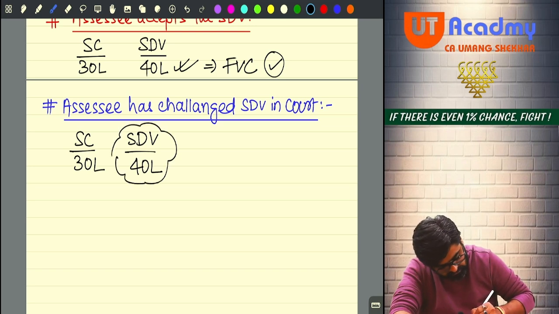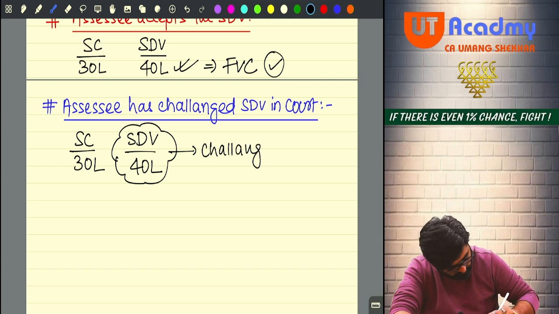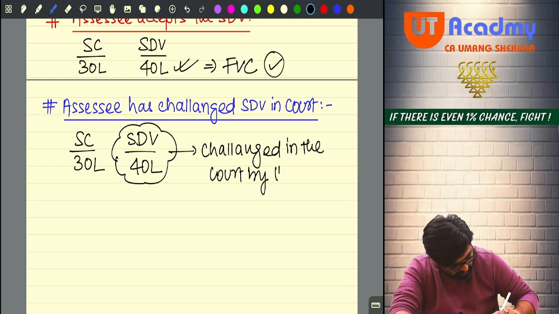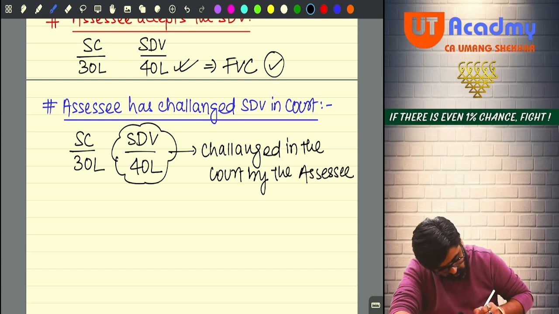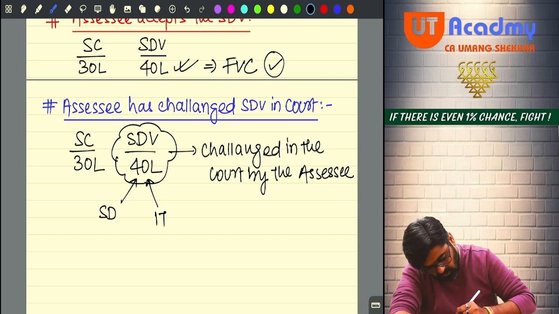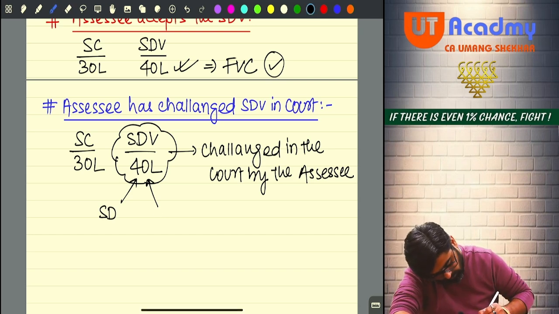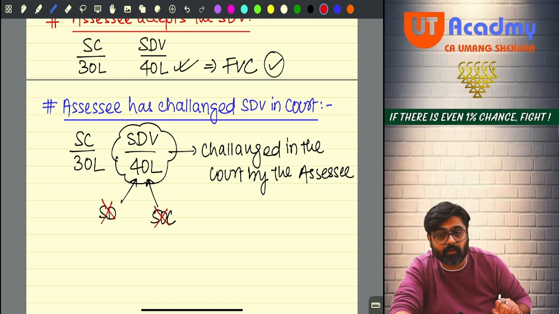No. This stamp duty value is challenged in the court by the assessee. So, will you pay stamp duty on this? No. So, will you pay income tax on this? For 50C. So this will not be considered for stamp duty also, not be considered for 50C.